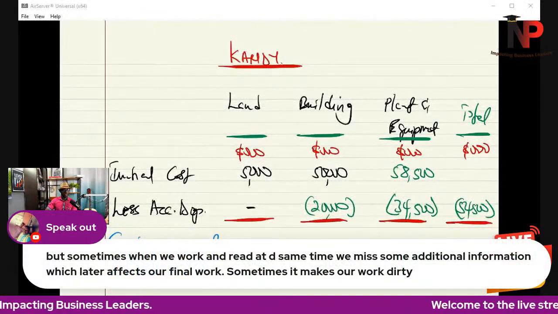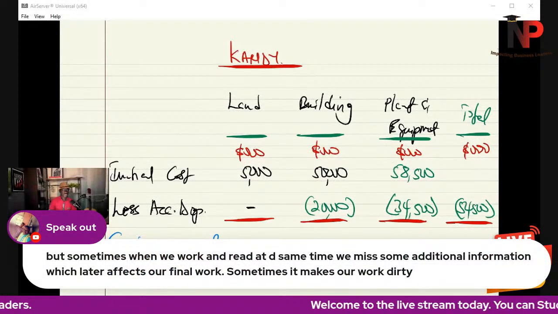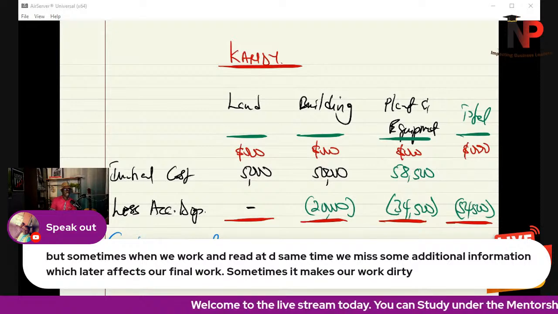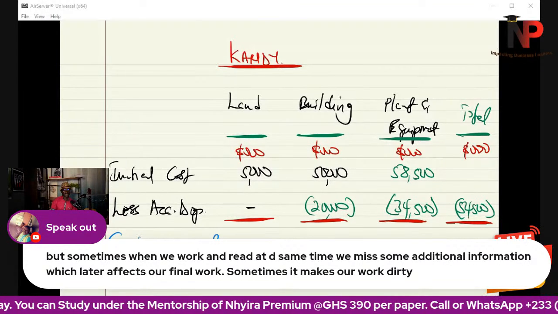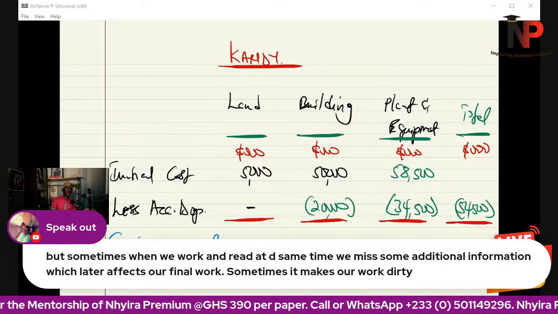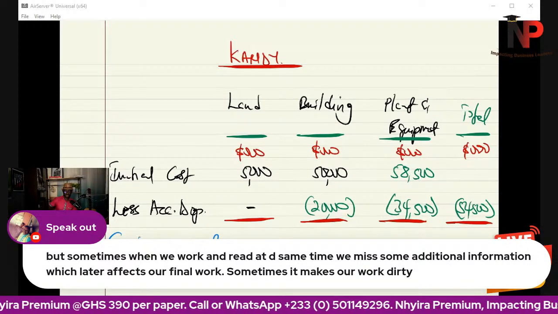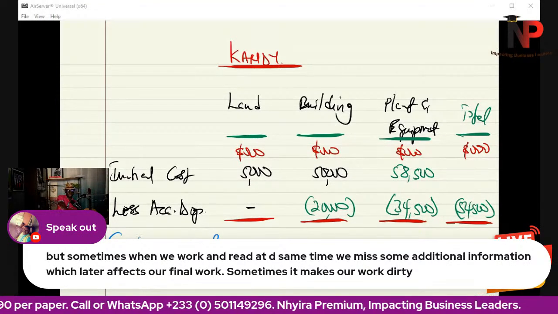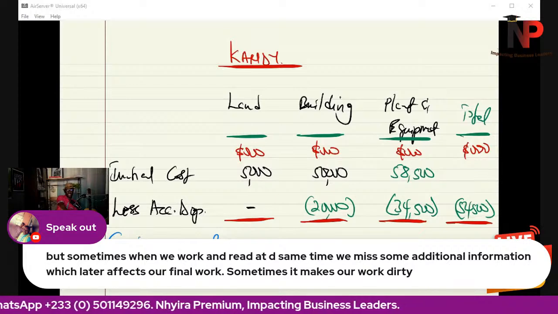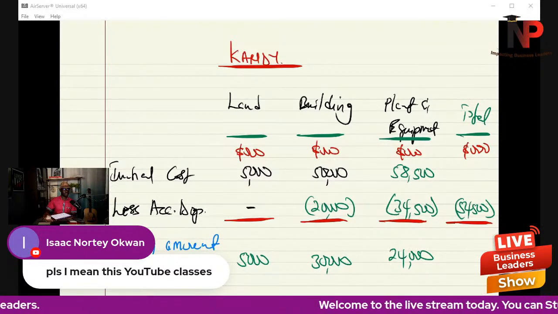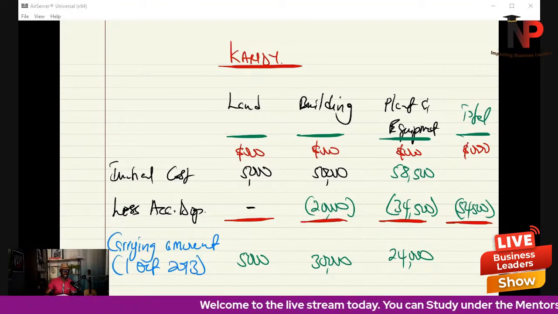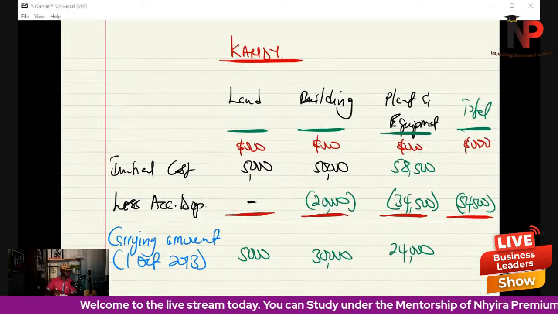Speak Out said, but sometimes when we work and read at the same time, we miss some additional information which later affects our final work. Sometimes it makes our work dirty. It's a choice. So whatever is comfortable for you, you go for it. Are you getting it? Whatever is comfortable for you, you go for it. Please, I'm in this YouTube classes. Yes, it's usually 4:30 p.m. during the weekdays. In that case, usually 4:30 p.m.